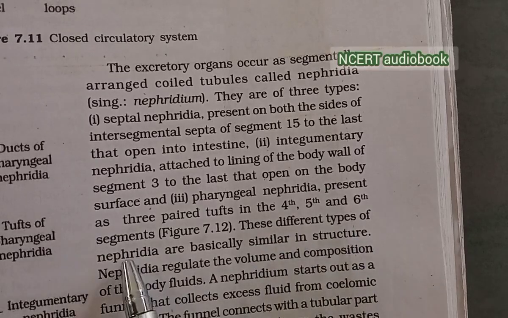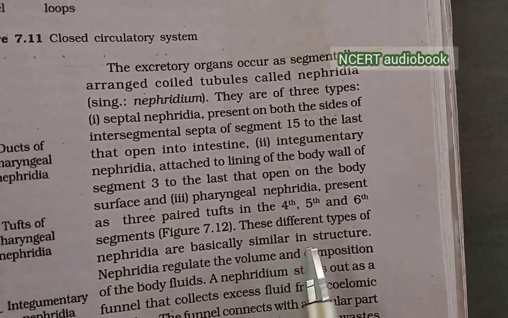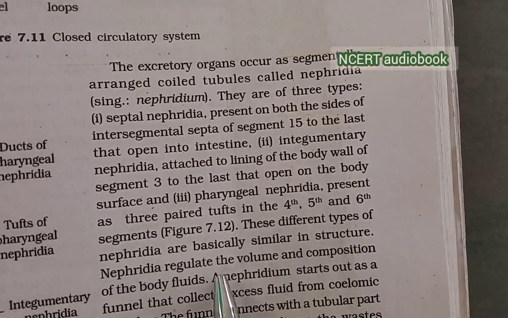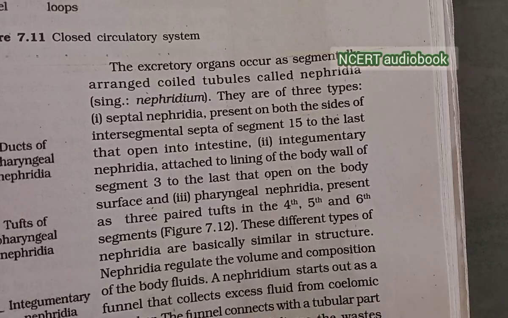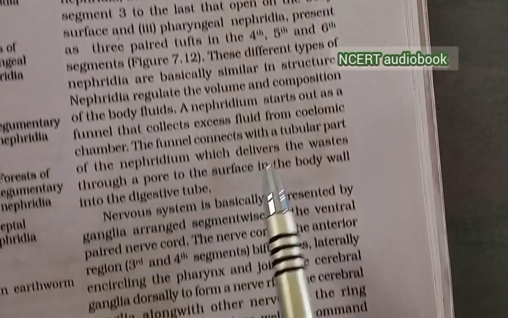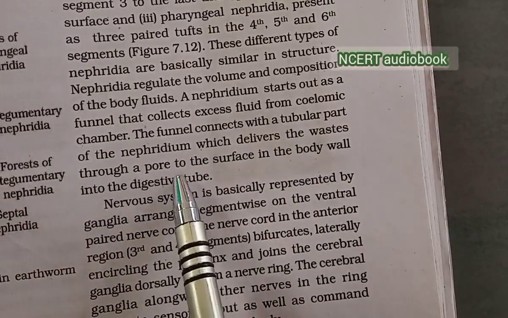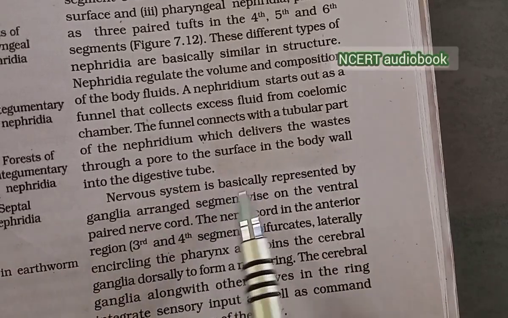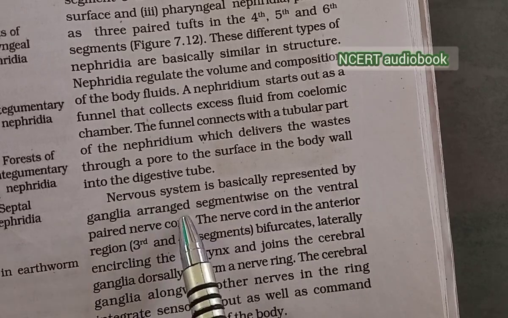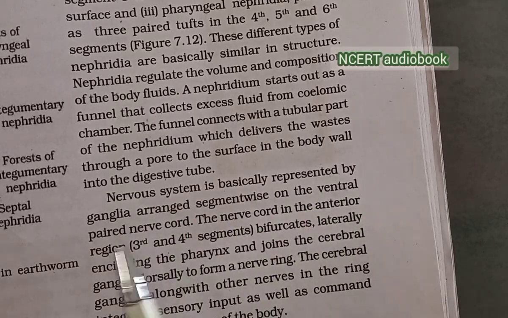These different types of nephridia are basically similar in structure. Nephridia regulate the volume and composition of the body fluids. A nephridium starts out as a funnel which collects excess fluid from the coelomic chamber. The funnel connects with the tubular part of the nephridium, which delivers the waste through the pore to the surface of the body wall or into the digestive tube.